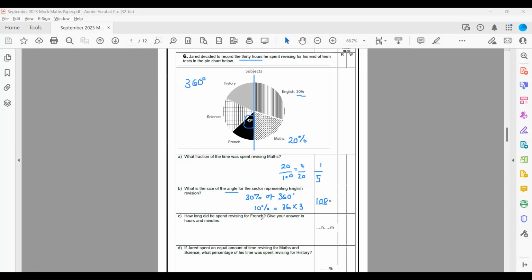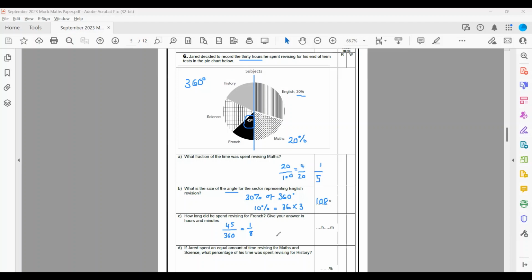Looking at part C, how long did he spend revising for French? Give your answer in hours and minutes. Well, French we know is 45 degrees, and that will be 45 degrees out of 360 degrees. We can simplify that down to 1/8, and he's going to spend 1/8 of his 30 hours. Now, 30 hours, to find 1/8, we would divide 30 hours by 8.